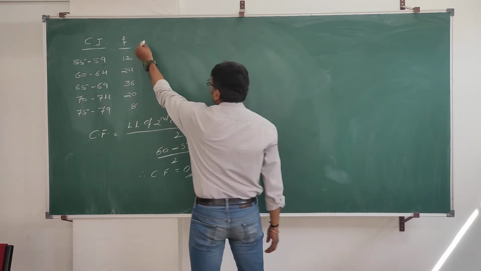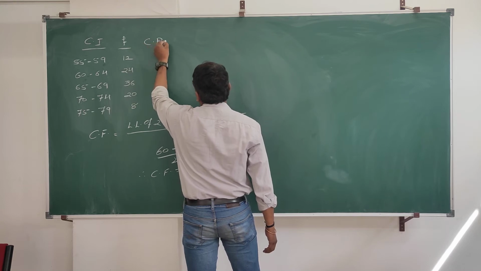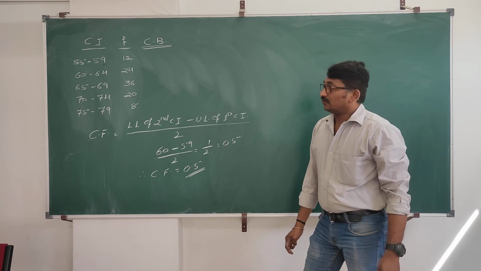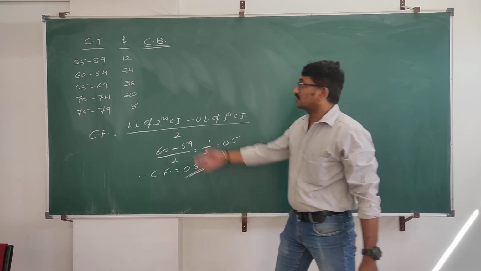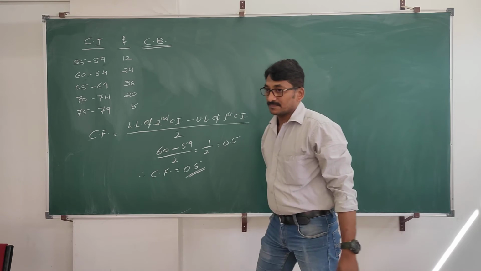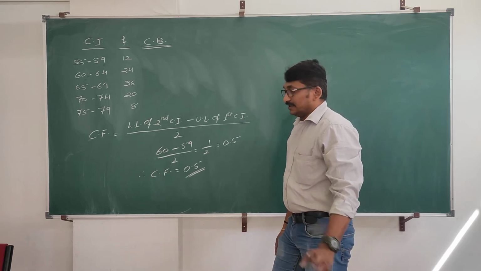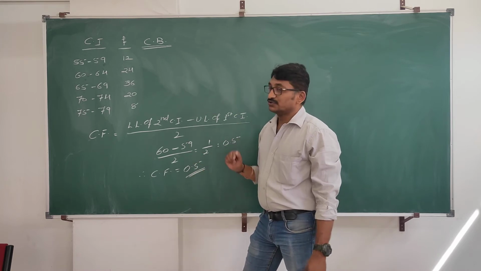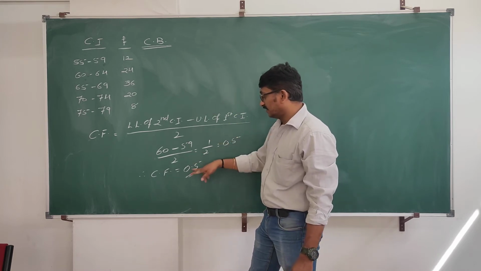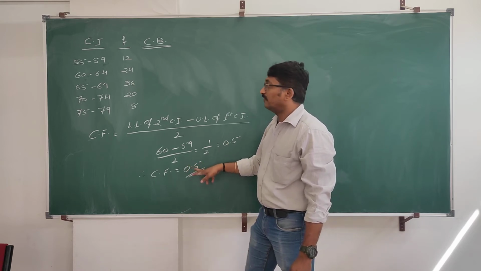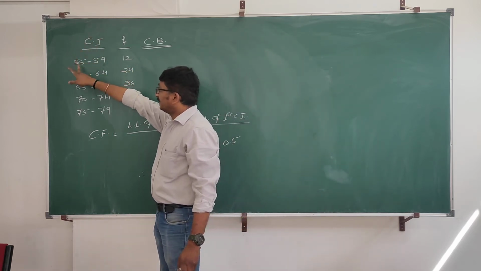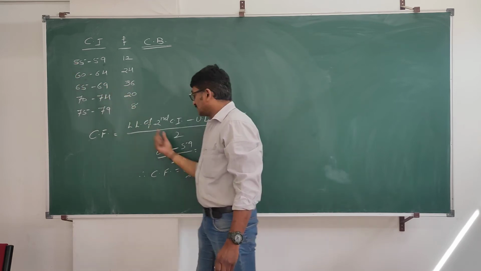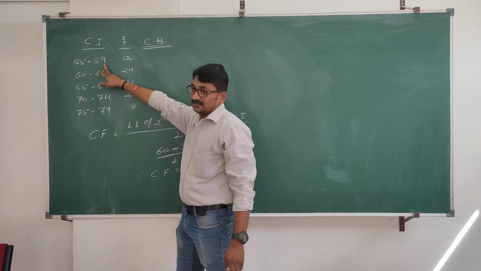Now, by using this correction factor, I can easily convert these inclusive classes into exclusive. For that purpose, prepare one column which is known as class boundaries, CB. When you convert inclusive to exclusive, this column is treated as class boundaries. Now, the rule is important here. How to use this correction factor? Listen carefully. This correction factor, always you have to deduct from lower limit, and same correction factor you have to add in upper limit.